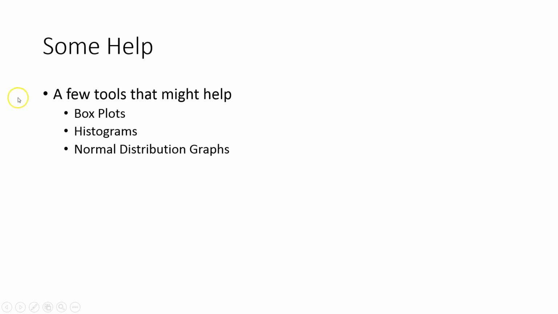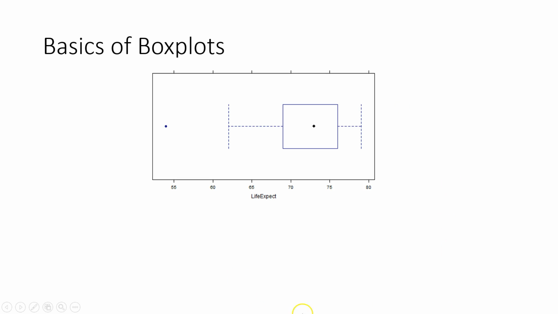Some things that might help you. We could look at a few tools, things like a boxplot, a histogram, or normal distribution graphs. So let's start first with the boxplot. A boxplot is a tool that is used basically to tell you a couple things visually. First thing it tells you, there's your mean. The second thing it tells you is Q1, right there at the bottom of the boxplot, and right there on the other side is Q3. So you see the range. This is your interquartile range between Q1 and Q3.